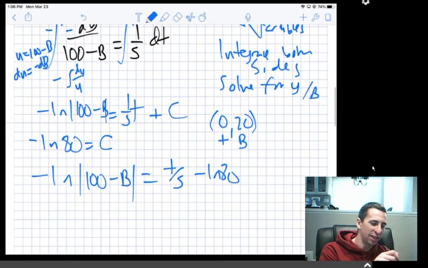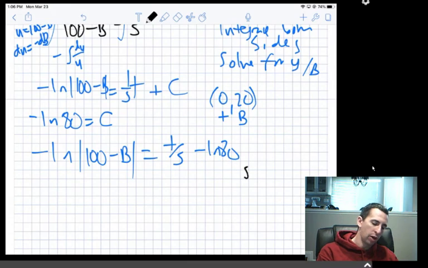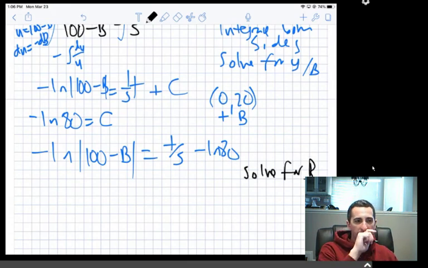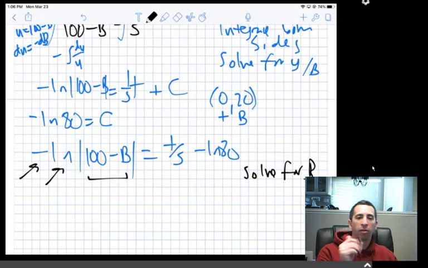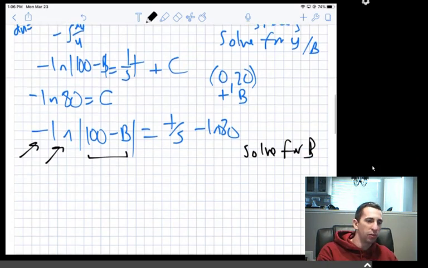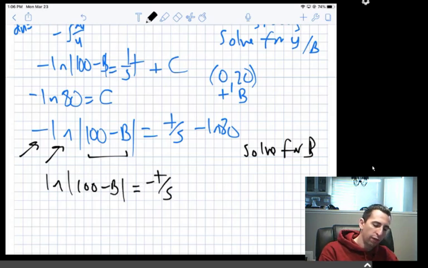Could be pretty exciting. Okay, so this is what you're dealing with at this point. What we're trying to do now is solve for b. So we need to unpack this in a couple different ways. We need to get rid of the negative, then we get rid of the natural log, and then we'll try to be left with a 100 minus b. And we actually have to deal with the absolute value too. Okay, so we get rid of the negative first. So ln of 100 minus b equals negative t over 5 plus the natural log of 80.